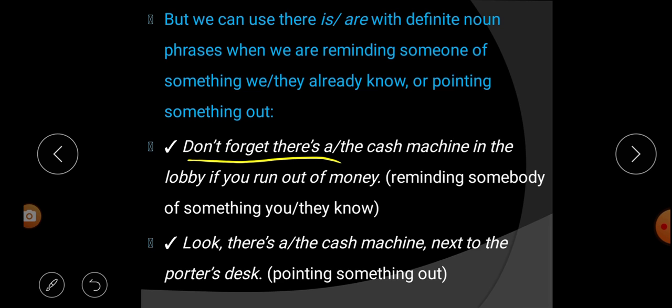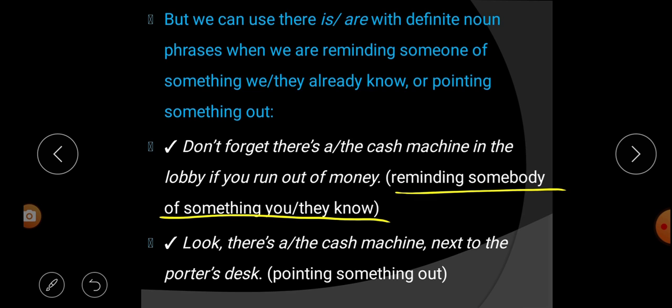Don't forget, there is a cash machine in the lobby if you run out of money. Or we can say, don't forget, there is the cash machine in the lobby if you run out of money. So what does it say? Reminding somebody of something they know. If you want money, don't forget that there is a cash machine or there is the cash machine. Either we can use there is a cash machine, or we can also say there is the cash machine.